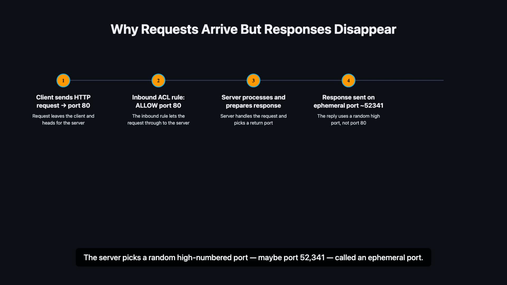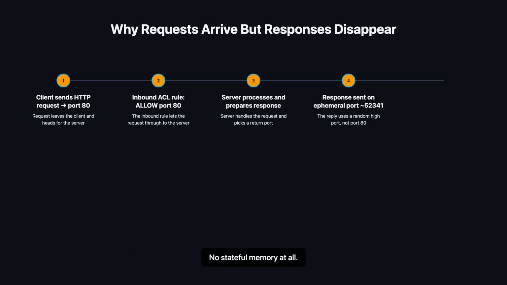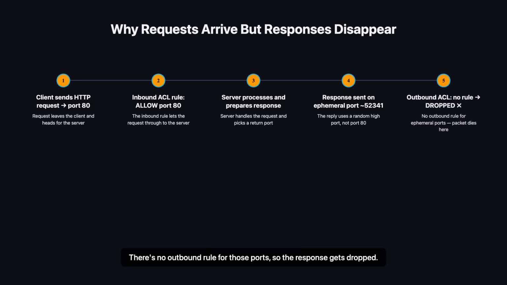The server picks a random high-numbered port, maybe port 52341, called an ephemeral port. The network ACL checks every outbound packet independently. No stateful memory at all. There's no outbound rule for those ports, so the response gets dropped.